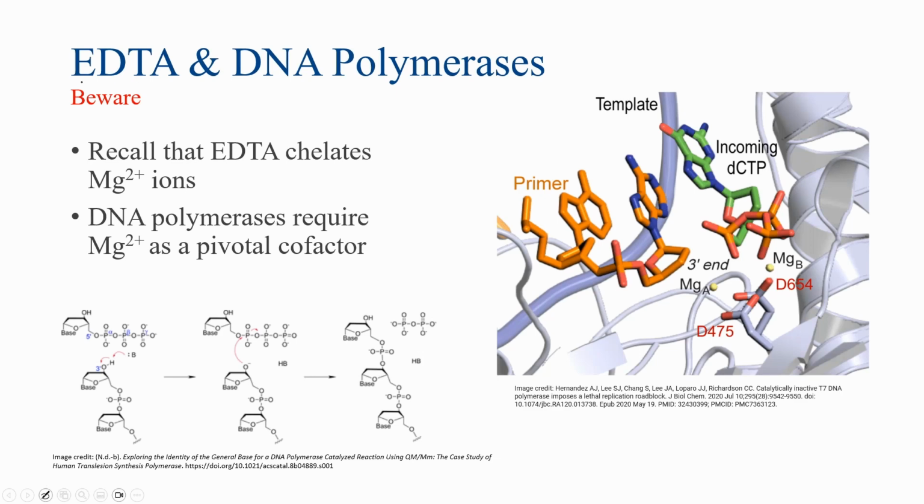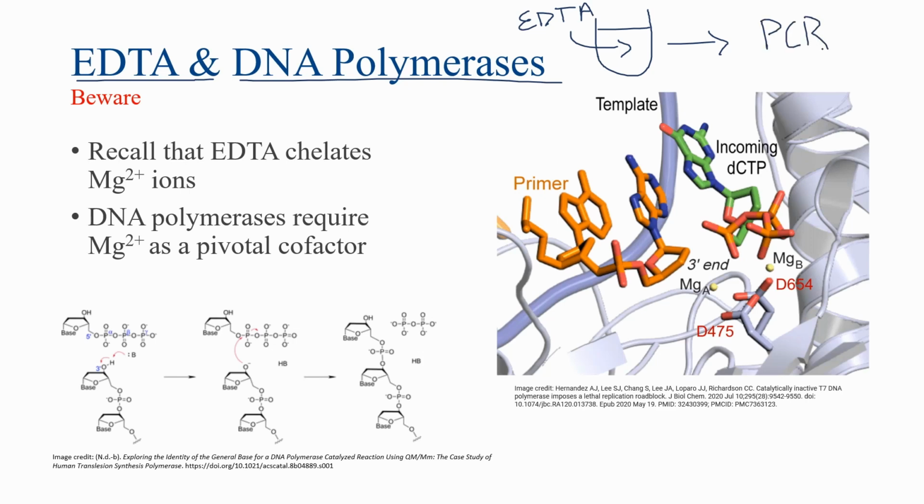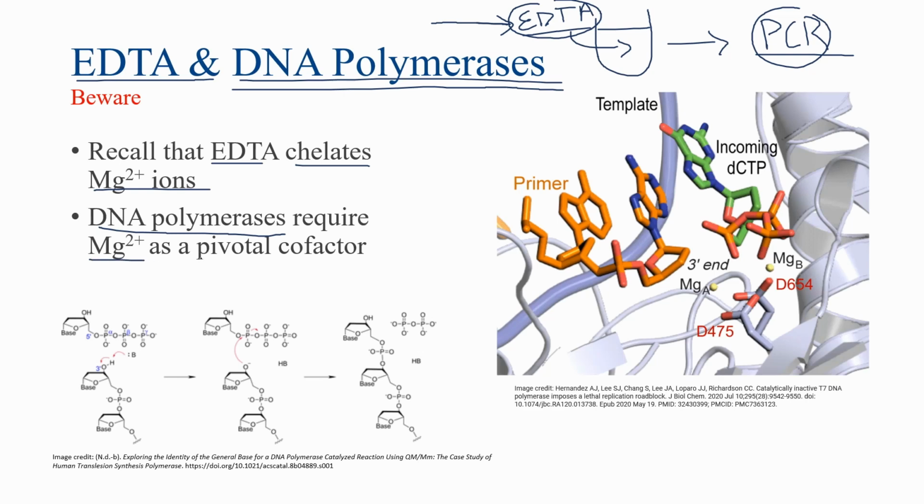Importantly, when you are using EDTA, you have to be aware of its effect on DNA polymerases. So, for example, if you are lysing a cell using a cell lysis buffer that contains EDTA, and then you are performing PCR afterwards, you have to be aware of the potential effect of EDTA on your PCR, namely your DNA polymerase, your Taq polymerase within your PCR. So this makes it so that you have to use EDTA within an acceptable or appropriate concentration, such that you don't have too much EDTA that can linger and affect your PCR. So recall that EDTA chelates magnesium ions, and DNA polymerases require magnesium ions as a pivotal cofactor.